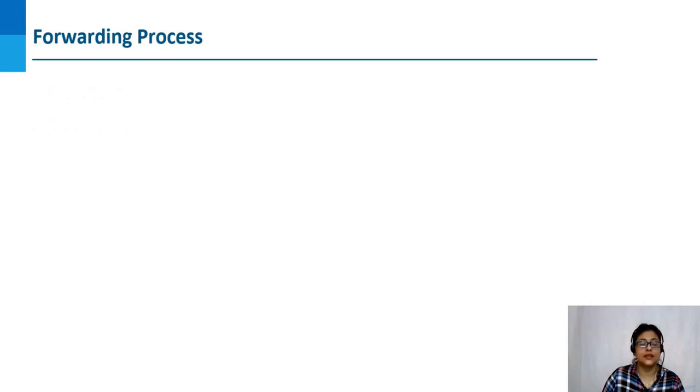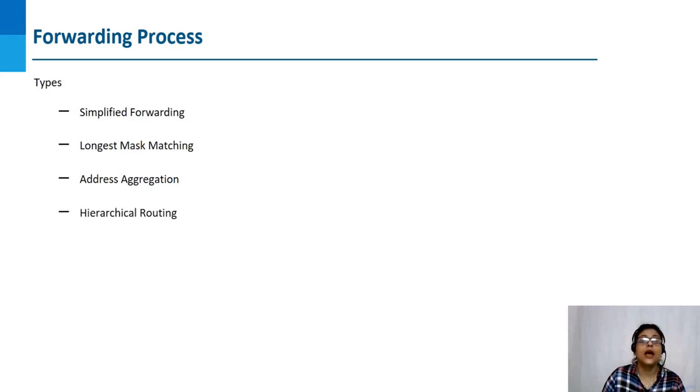Let us now understand the forwarding process. In a previous video, we have learned about the various forwarding techniques. Now, what are the different types of forwarding process that a router can have? Simplified forwarding. Then we can have longest mask matching. After that, address aggregation. Then hierarchical routing and geographical routing. These are the various types of forwarding processes.